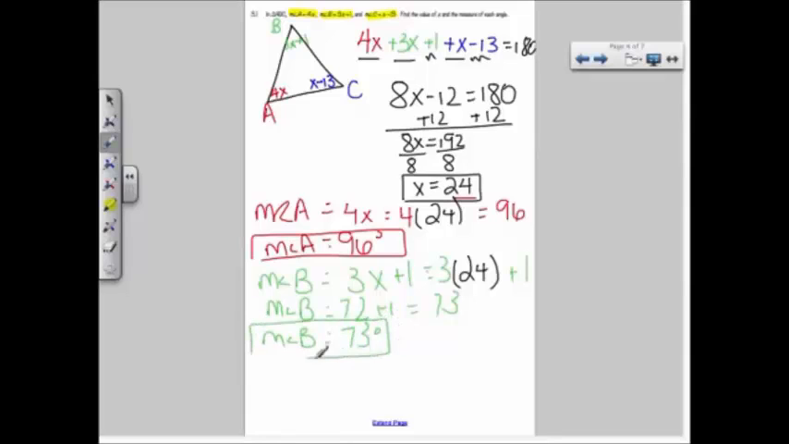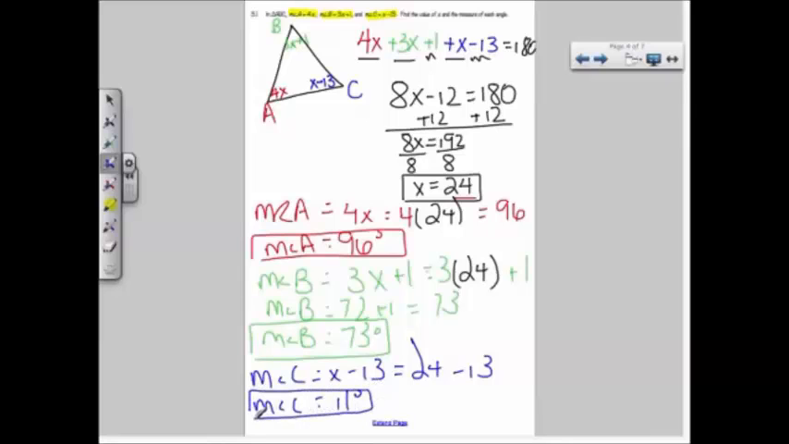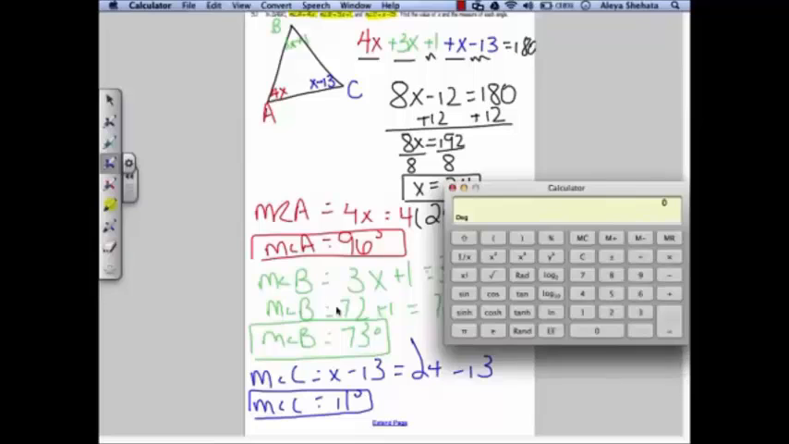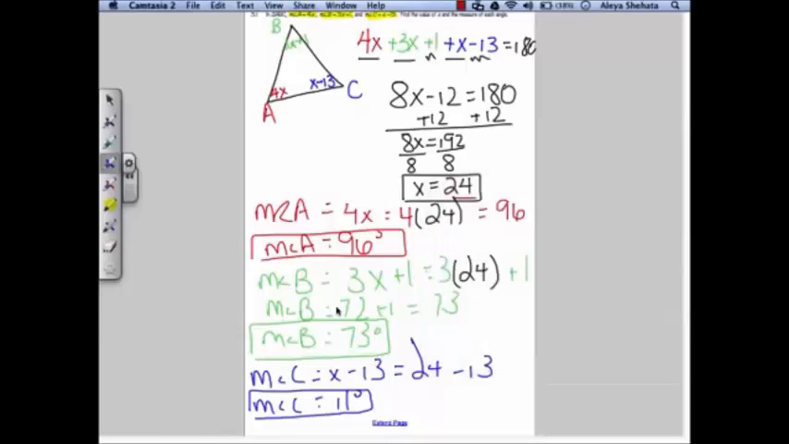All right, and then the last one is the measure of angle C, which is x minus 13. So I end up getting 24 minus 13. And that means that the measure of angle C is equal to 11 degrees. Now, that's my final answer because it asked me to find the value of x, which I did, and the measure of each angle, which I did. And then all I have to do now is just add up my angles together just to make sure I did it right. So I can add up 96 plus 73 plus 11 adds up to 180, so I know that my answer is correct.